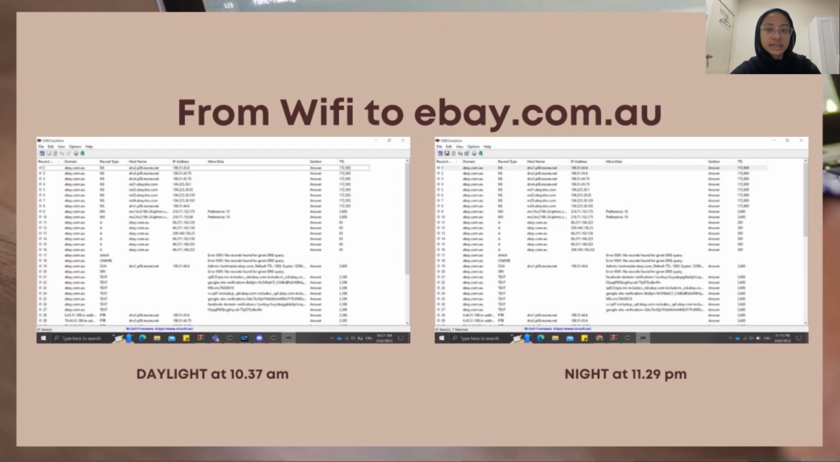Based on the recorded data, lines 17, 18, and 20 showed the same error, which is error 9501, that represents a no record found for a given DNS query. The DNS TTL is 172,585 seconds and 172,800 seconds respectively. From daylight to nighttime, the TTL shown decreases. These two frames are used as a medium for TTL updates.